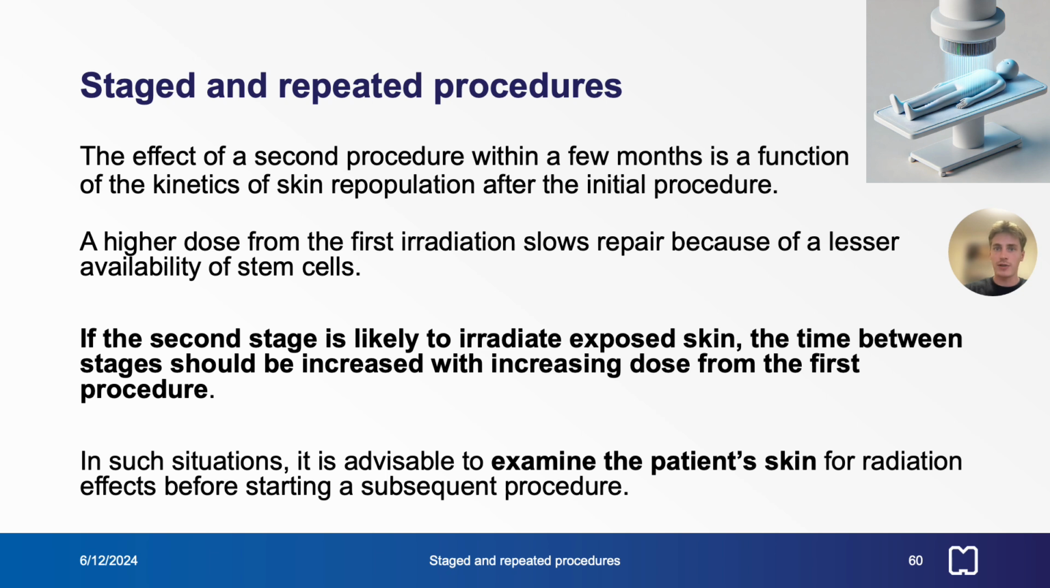The effect of a second procedure within a few months is a function of the kinetics of skin repopulation after the initial procedure. A higher dose from the first irradiation slows repair because of a lower availability of stem cells. If the second stage is likely to irradiate exposed skin, the time between stages should be increased with increasing dose from the first procedure. In such situations, it is advisable to examine the patient's skin for radiation effects before starting a subsequent procedure.